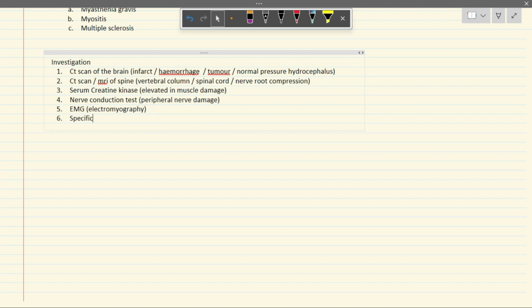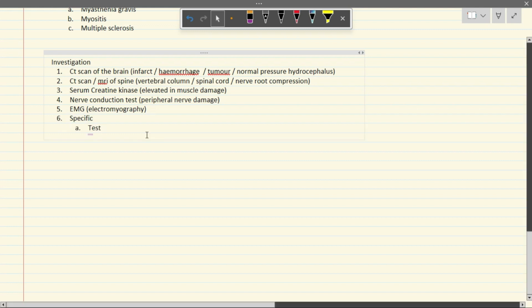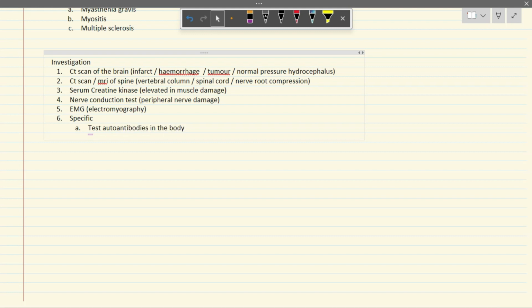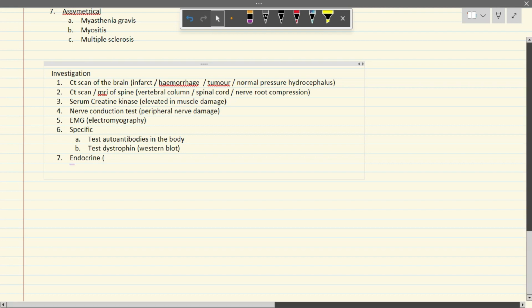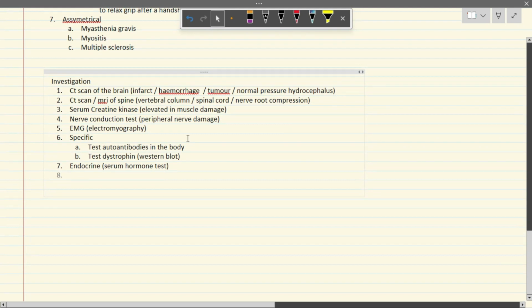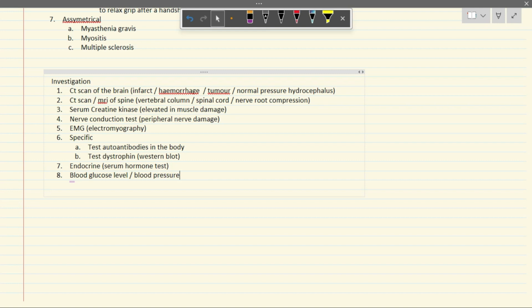Or sometimes we can be more specific, like testing the autoantibodies in the body to confirm any autoantibody disease. Or sometimes we can test the dystrophin level in the body, or we can use a technique called Western blot to see the pattern of dystrophin in the body. Or if you suspect an endocrine disorder, then we can do a serum hormone test. And of course, don't forget if there's diabetes mellitus or hypertension, we can always do a blood glucose level test or blood pressure monitoring for any underlying comorbidities.